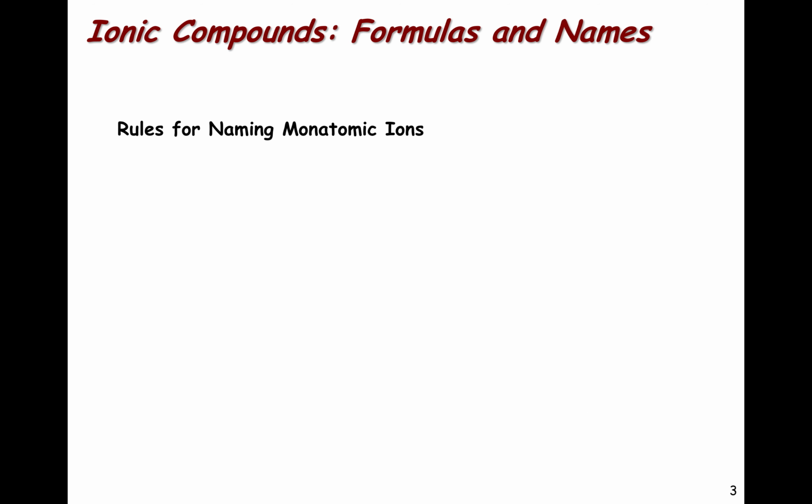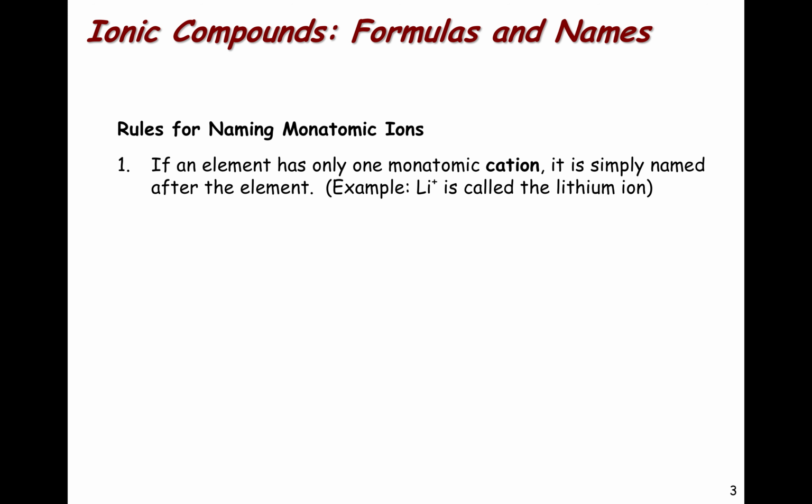To name the monoatomic cations, we first would use the name of the element and then simply add the word ion. So, for example, lithium, which is +1, would be called a lithium ion, since there's only one possible charge.